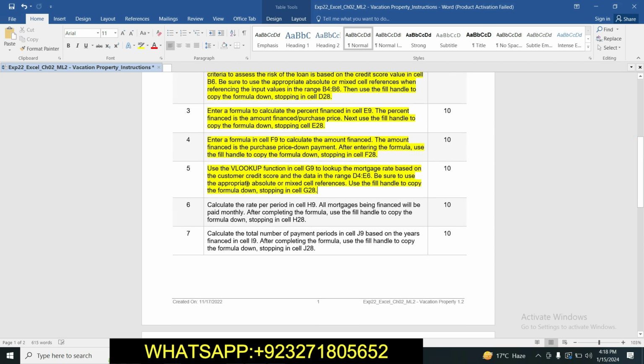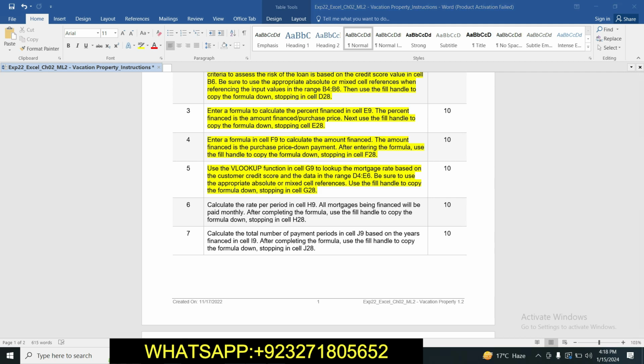Step number 5 is about using the VLOOKUP function in cell G9 to look up the mortgage rate based on the customer credit score and the data in the range D4 to E6. Be sure to use the appropriate absolute or mixed cell reference. Use the fill handle to copy the formula down, stopping in cell G28. Basically, in this step, we have to enter a VLOOKUP function in cell G9 to look up the mortgage rate based on the customer credit score and data in range D4 to E6. We have to use absolute or mixed cell reference and the fill handle to copy the formula.